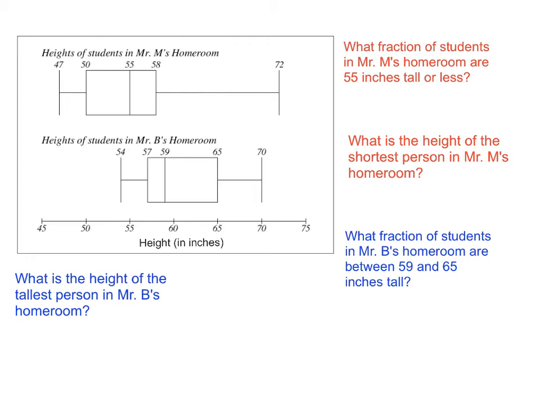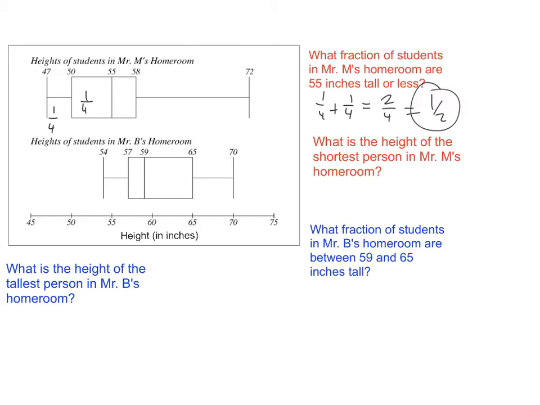Well, remember, in the first whisker there's a fourth of the data, and then in this box there's a fourth of the data. So there's a fourth and a fourth. What's a fourth plus a fourth? Well, that'll be 2/4, and that simplifies to 1/2. So half the data. We could also ask what percent of students are 55 or less. We could also say, well, we know a half is 50%. That would also work.